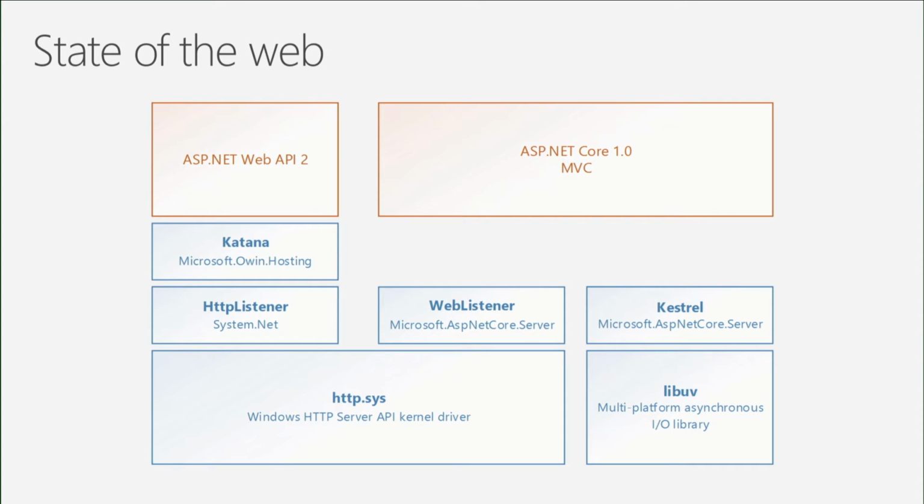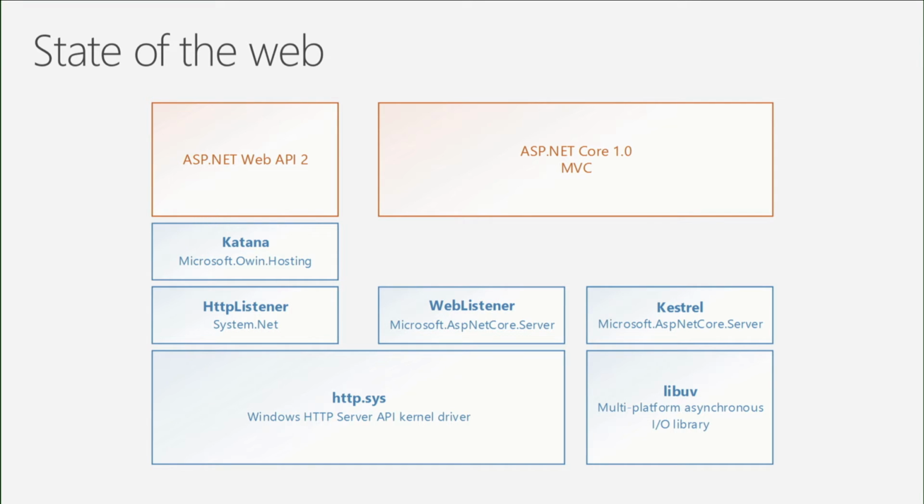What is the state of the web on Service Fabric? What do we support? What don't we support? So what you see here is essentially what you can do on Service Fabric. You can do ASP.NET Web API 2. You can do ASP.NET Core 1 MVC. Those are really your 2 options. And then these are just the stacks that they're built on. So if you're on Linux, you're probably going to be using Kestrel, because that's the only one that doesn't depend on the Windows Server HTTP API. But if you're on Windows, then either of those 2 are fine.